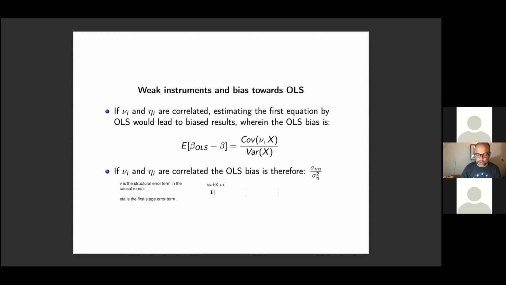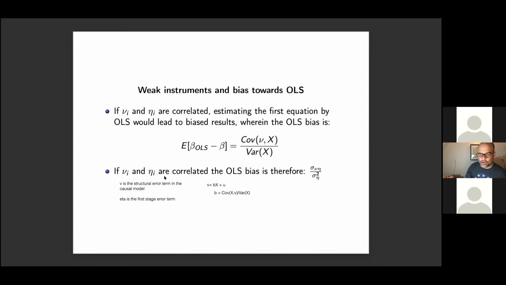Okay, and so B ends up being covariance XV over variance X. All right, there it is right there. The difference between these two ends up just being the correlation between the structural error term and X, the degree of endogeneity. This is going to measure the endogeneity here, the degree of correlation scaled by some variance term.